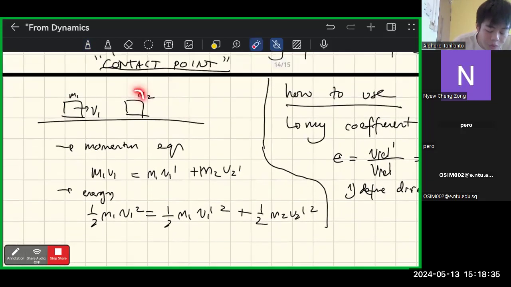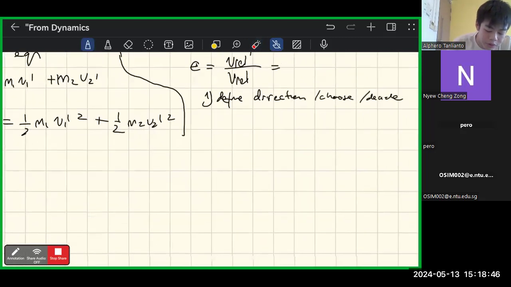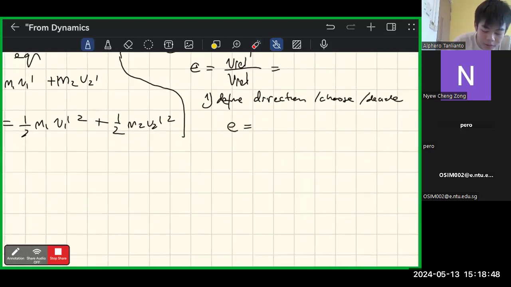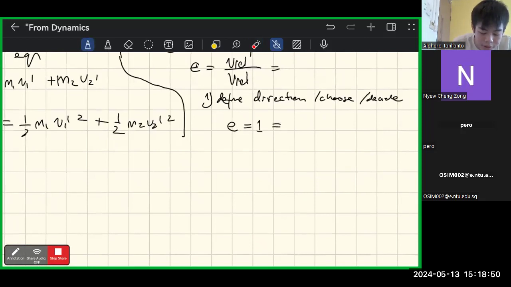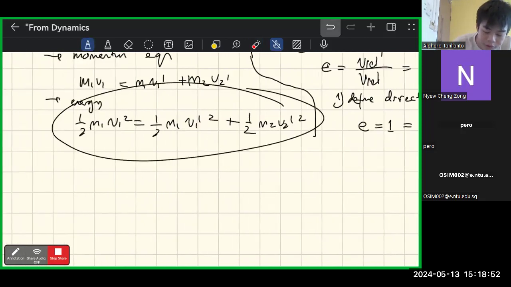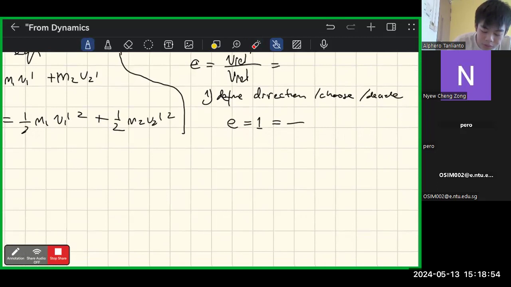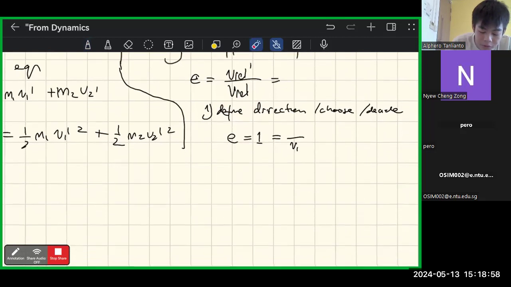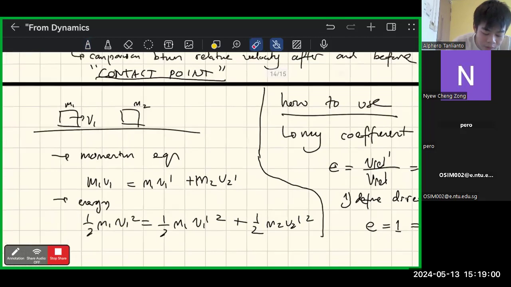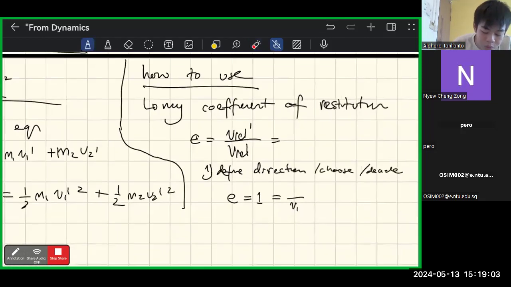Obviously, because m2 initially is not moving, it's stationary, the relative velocity is v1, because v1 is closing in on m2. It's going closer to m2 with the velocity v1. So E is E1, let's say that it's elastic, because the energy is conserved, equals the initial relative velocity, which has to be v1. But the final velocity, how? This is where you decide.